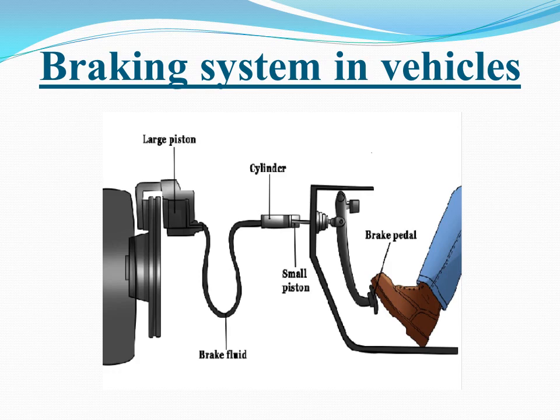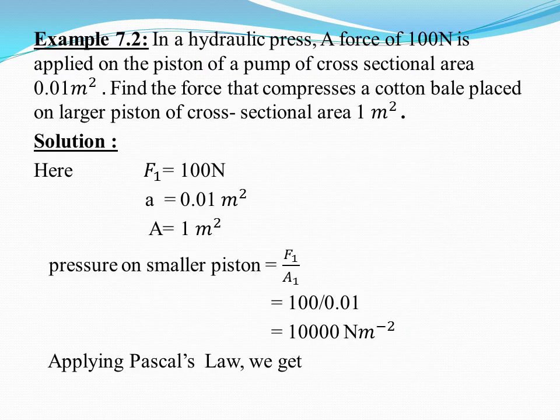If there is any leakage of brake fluid, then brakes will not work properly, or you can say that brakes have failed. Now we are going to solve some examples which are given in your book. This is example 7.2. In a hydraulic press, a force of 100 Newton is applied on the piston of a pump of cross-sectional area 0.01 meter square. Find the force that compresses a cotton bale placed on the larger piston of cross-sectional area 1 meter square.